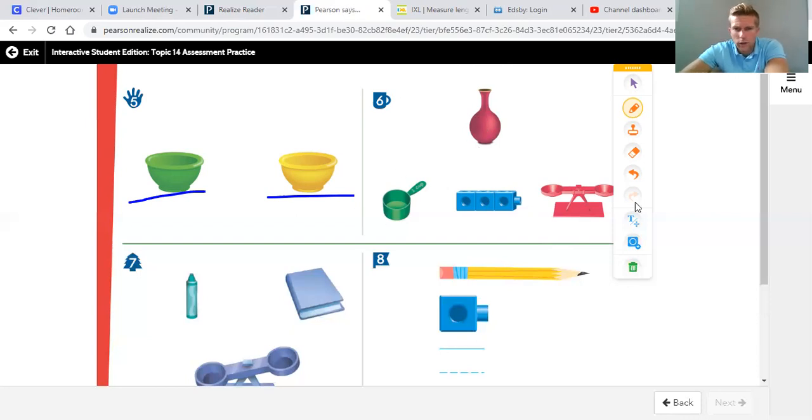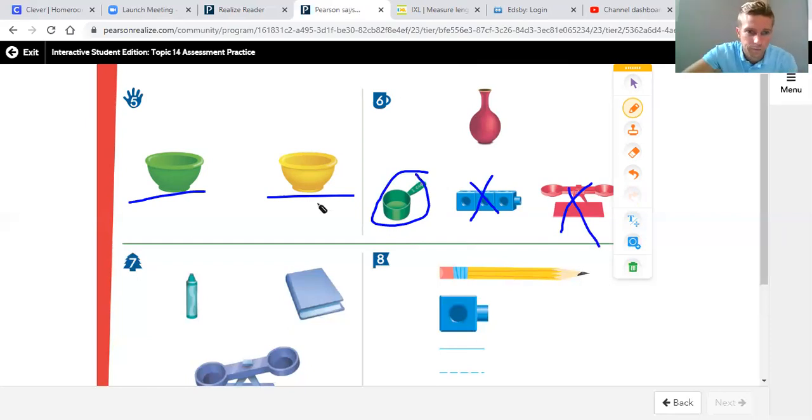And which one did you circle? Did you circle this one right here? No way, Mr. Nielsen, that does not measure capacity. What about this one here? No way. That measures the weight. We need to measure capacity, and that is with the measuring cup. Great job. Two left till we're done.